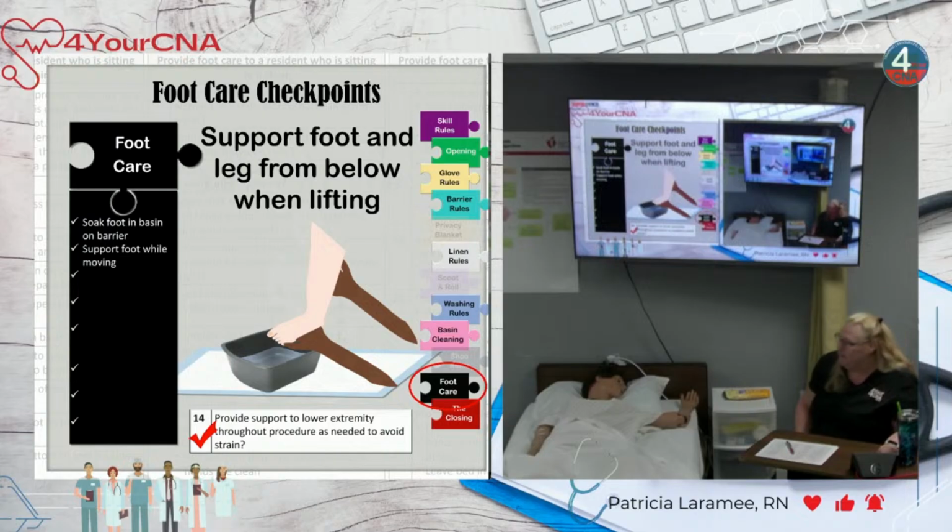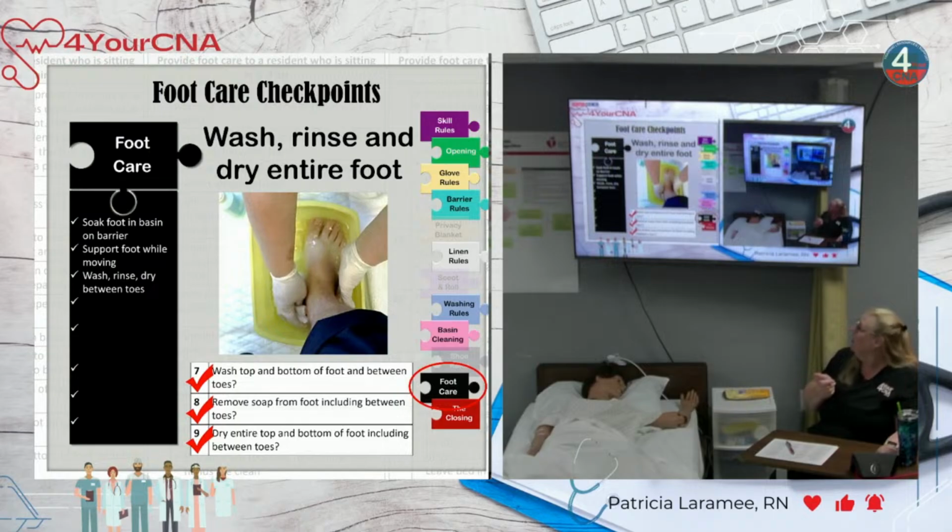We're going to lift. Anytime we lift the foot out of the basin, we're going to support it at the back of the leg and the sole of the foot. Make sure you're supporting that foot as we move it. We're going to wash, rinse, and dry the foot. Those are your checkpoints right there.